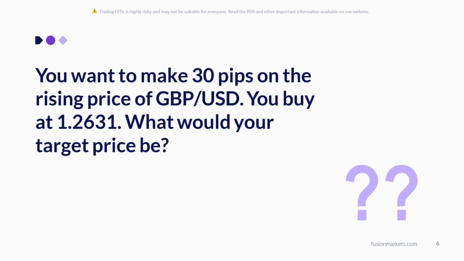So we have a question. You want to make 30 pips on the rising price of the Great British Pound against the US dollar. You buy at an exchange rate of 1.2631. What would your target price be? So £1 equals 1.2631 US dollars. That's what that exchange rate means here. And we think price is going to move up, and we wanted to try and capitalize on 30 pips of that potential move to the upside. So what would our target price be?